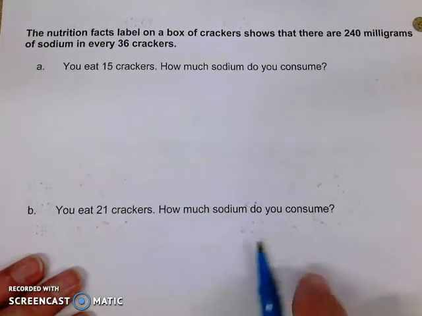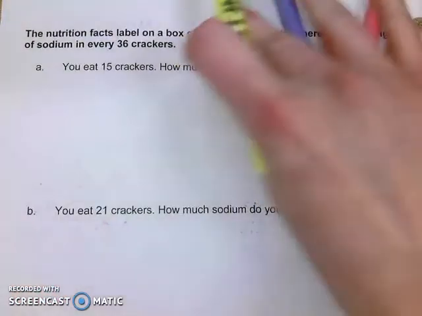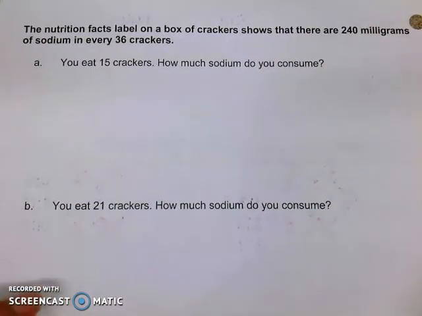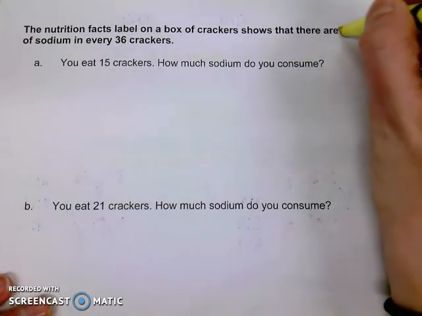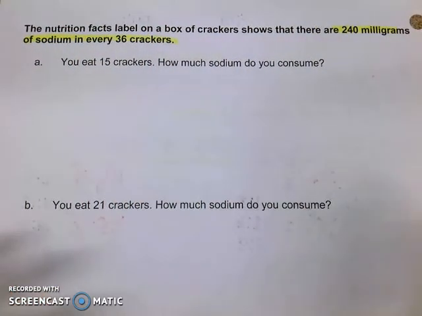Okay, now we're going to use our ratio tables, and we're going to use that information to solve some problems here. Okay, so it says the nutrition facts label on a box of crackers shows that there are 240 milligrams of sodium in every 36 crackers. Okay, so here's our ratio. So 240 milligrams of sodium in every 36 crackers.